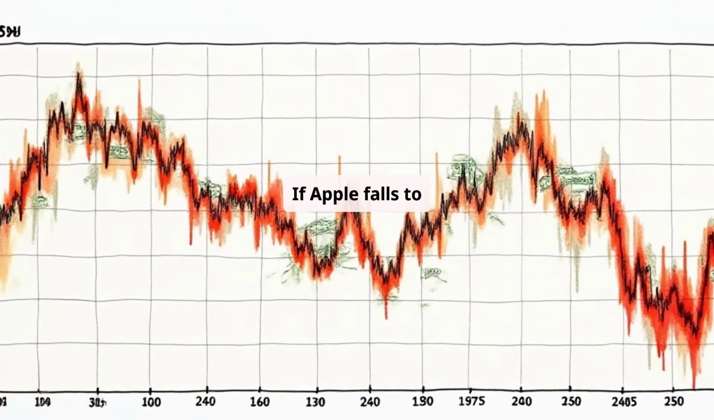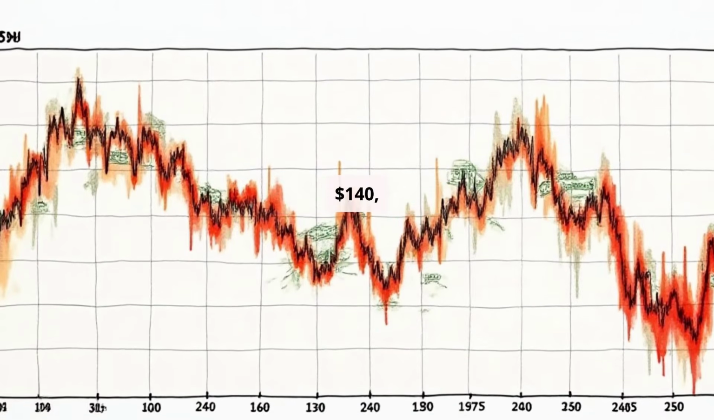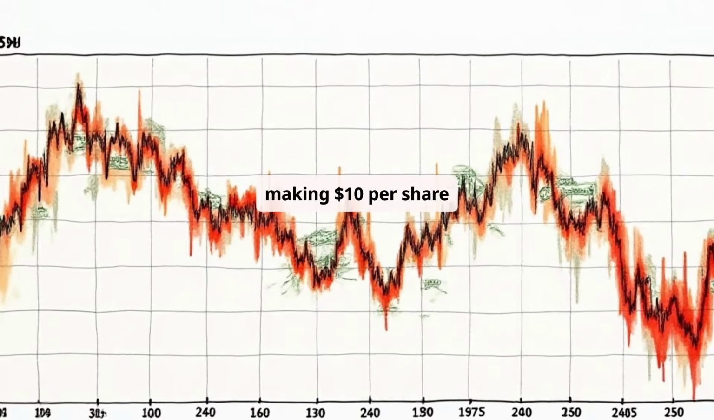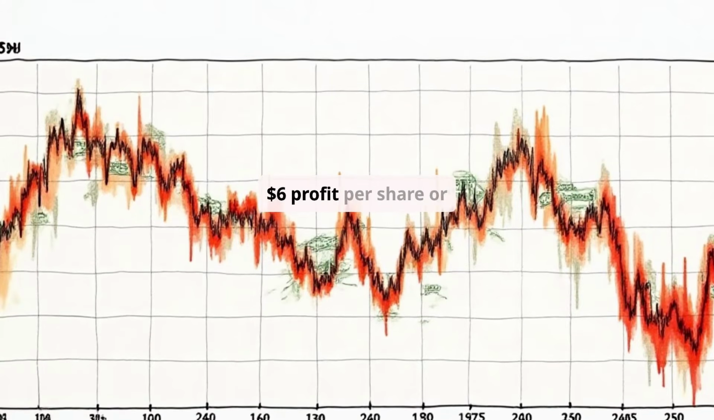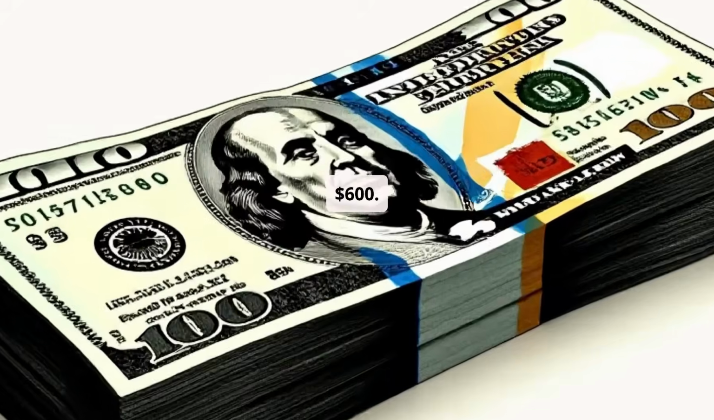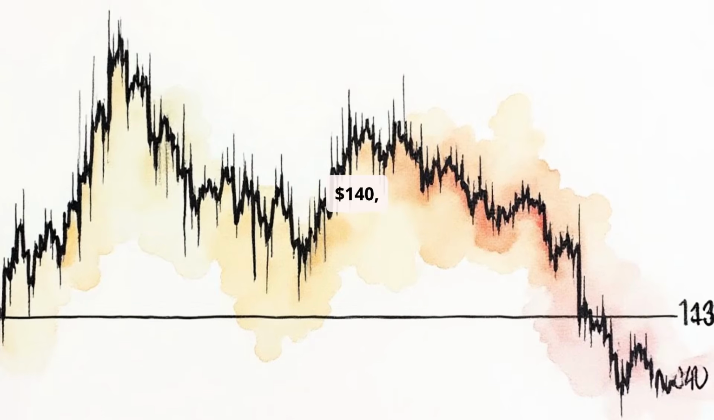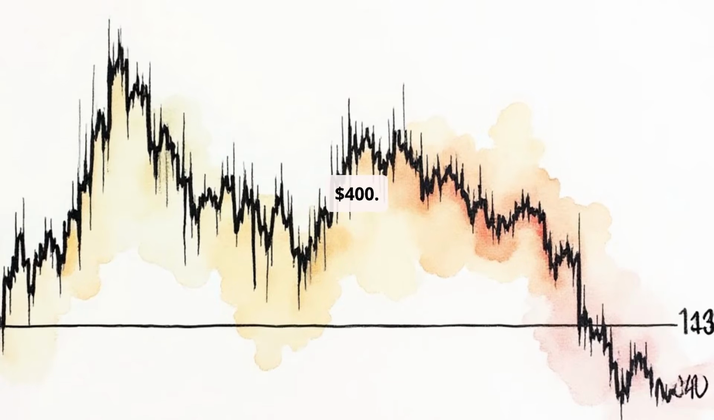If Apple falls to $130, you can sell at $140, making $10 per share minus the $4 cost, so $6 profit per share or $600. But if it stays above $140, you lose the $400.